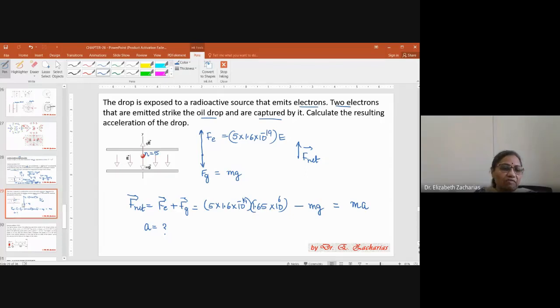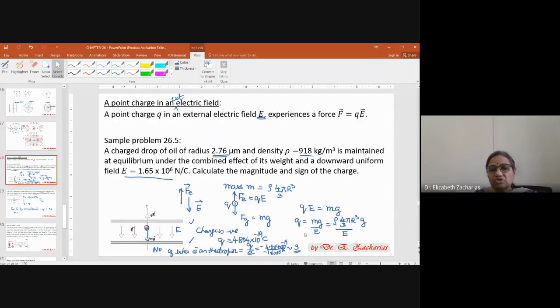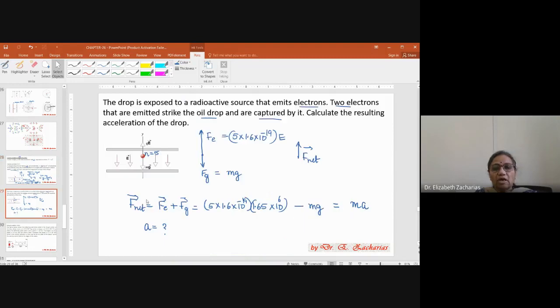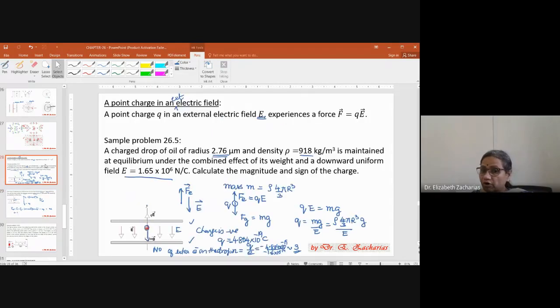Can you not find this? Because mg already we have used in the previous page. In the previous page, we got mg. Mg is rho into 4 by 3 pi r cube g. So just use that only here also. And you get what is ma. Then divide by m, you get your A. A will be meter per second square. So this is how you solve the first part of it, where the oil drop got balanced.